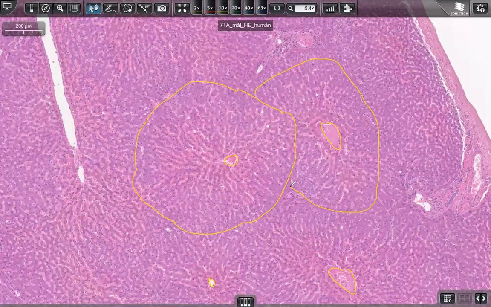The lobules are usually hexagonal shaped structures, having centrally a vein, that is the central vein, and from the vein radiating we can find hepatocytes in orders forming rows called hepatic cords. So eventually the hepatocytes are present in rows called hepatic cords, and among the hepatocytes, the hepatic cords, we can find hepatic sinusoids. The sinusoids represent obviously the blood.